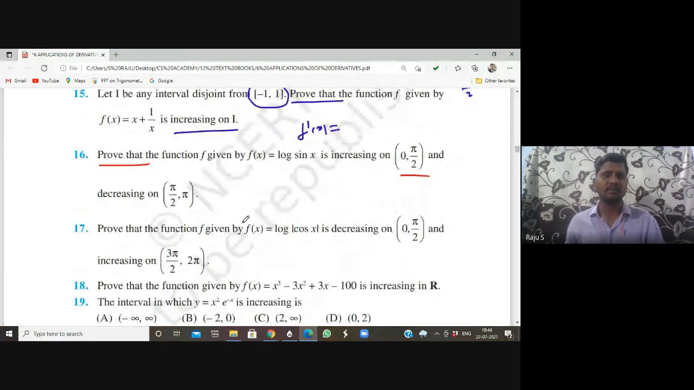Second, the 16th question also you have to take the derivative. Here also you can differentiate. Every question you have to differentiate. Okay, try yourself.